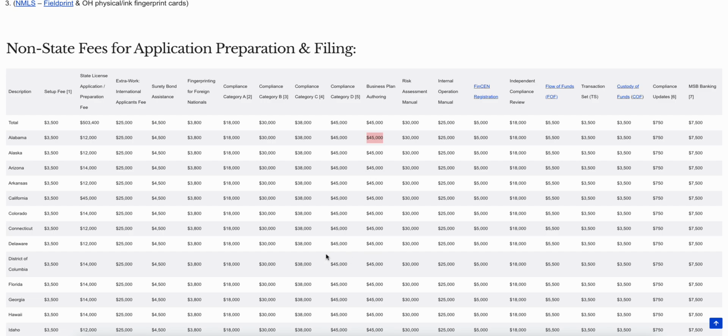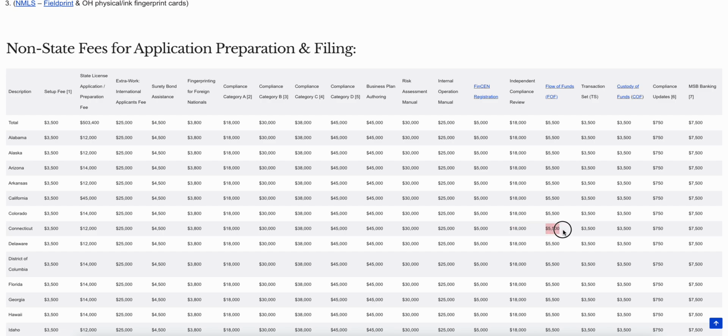I just mentioned it because if someone were to do just Connecticut, then obviously they would just be following the pricing over here. Risk assessment manual, internal operation manual, FinCEN registration, independent compliance review. And by the way, you could do this very well yourself. You don't have to rely on us. But if you want to, we can do that. What an independent compliance review would look like.